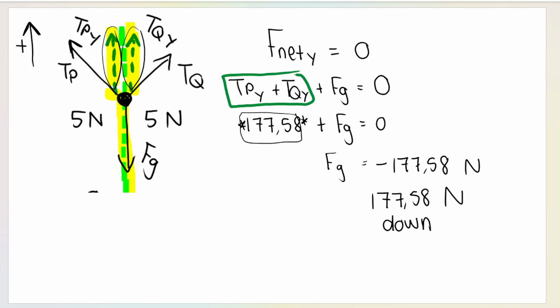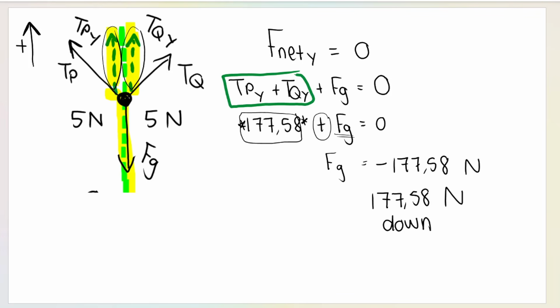Leave it as positive FG for now. Now remember, this is not the end of my question. I've got 177.58 newtons down. The negative tells me that it's going down. I know that over here it's a positive, but leave it as a positive because we haven't substituted anything into FG. When we take the 177.58 over, it comes out as a negative, which makes sense because FG is going down, which is in my negative direction.